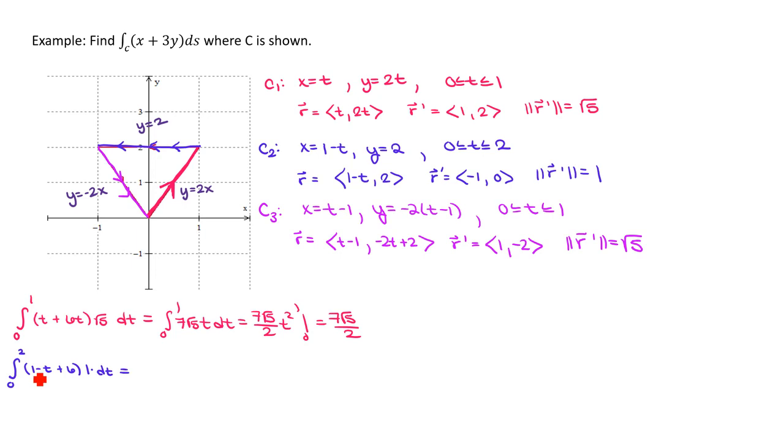All right, the one in blue. Pathway in blue, the t values go from 0 to 2. So we're integrating from 0 to 2. I'm going to take my function, I'm going to replace the x with 1 minus t, and I'm going to replace the y with 2. So 1 minus t plus 3 times 2, and then I'm going to replace the ds with my r prime magnitude, which was 1 dt.